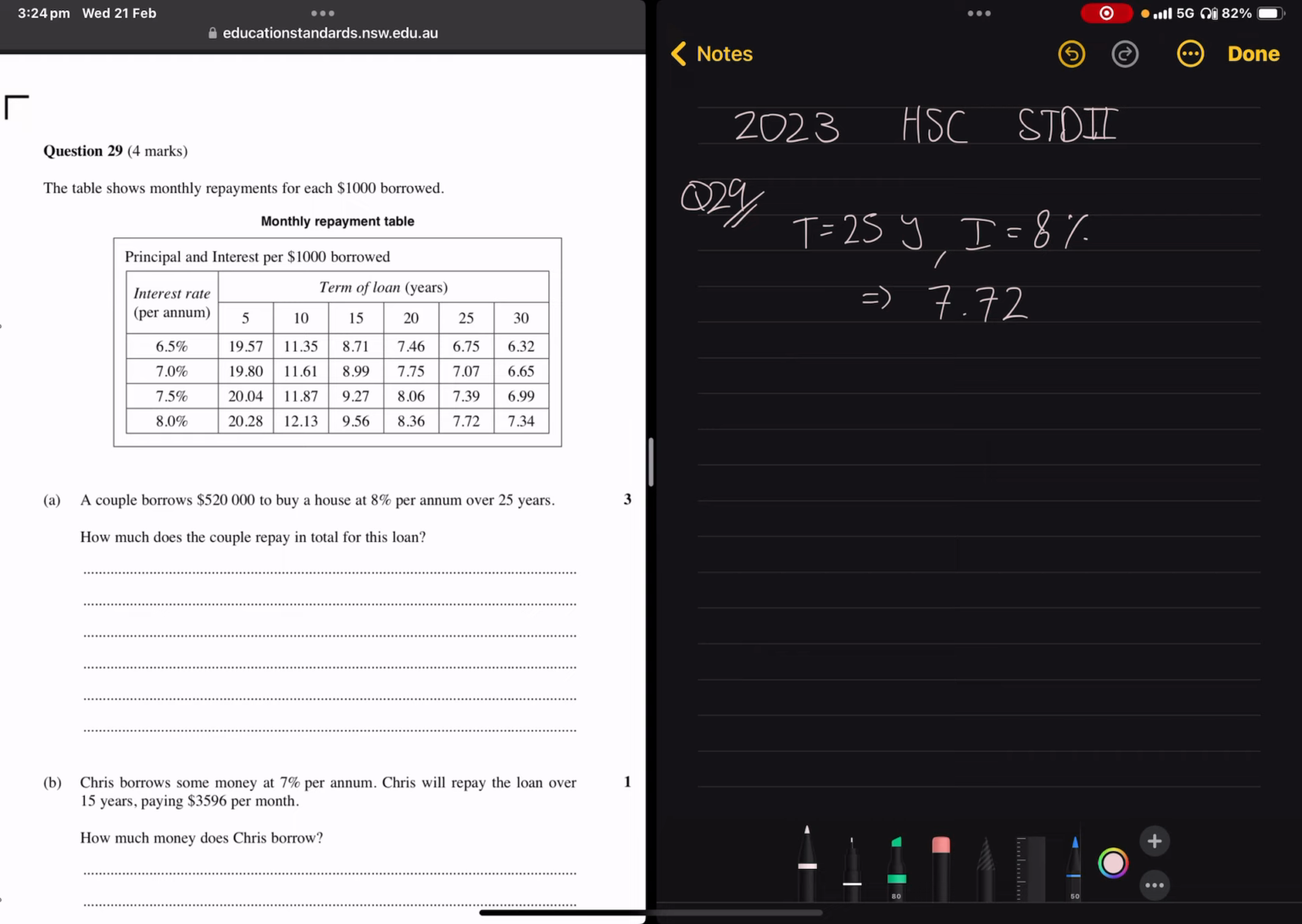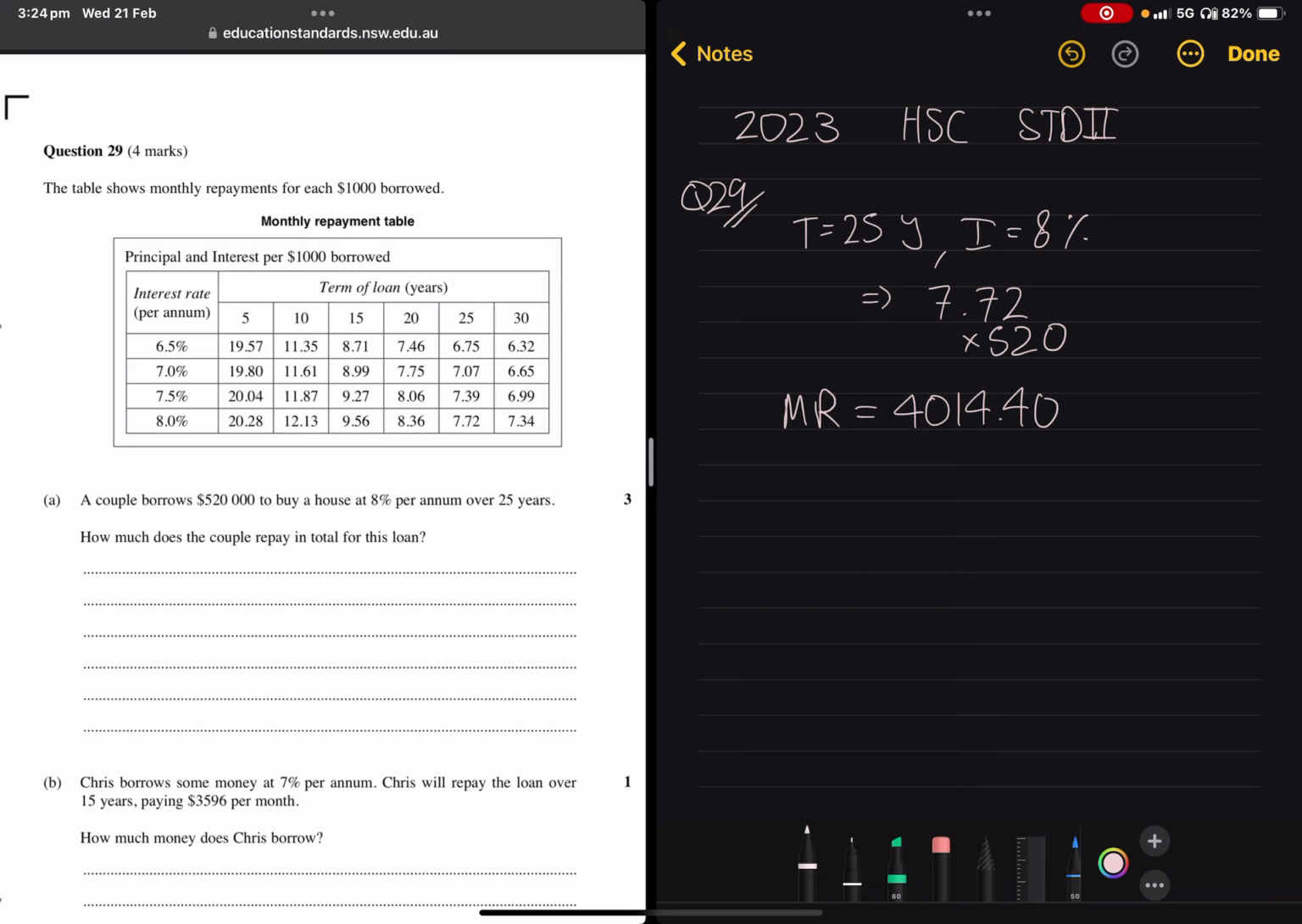They borrowed $520,000, so we have to multiply this by 520. So this means the total monthly repayment, which we'll call TR, or the total monthly repayment, I should say. This is the monthly repayment, not the total repayment, is 7.72 times 520. This is 4014.4, 4014.40.